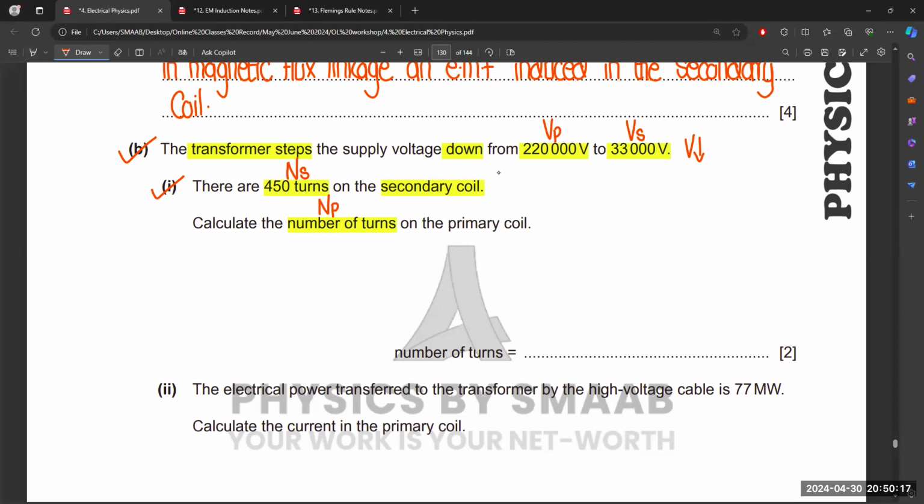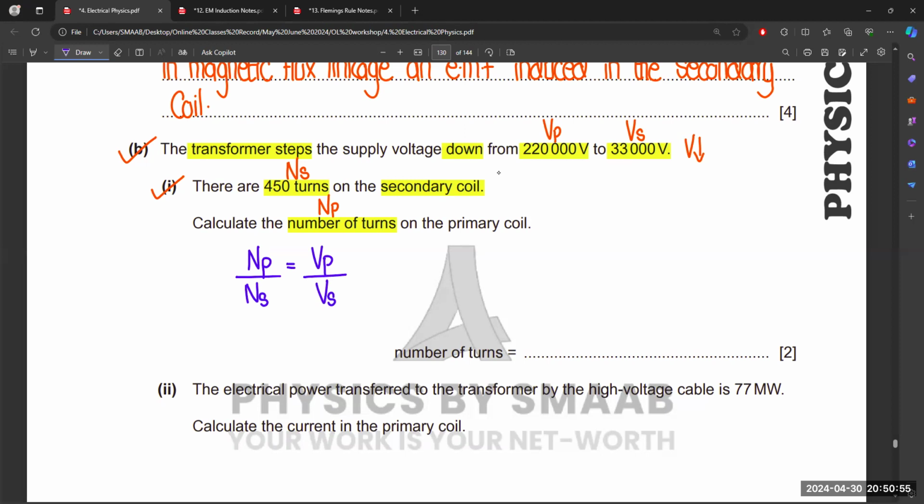So the number of turns in the primary coil is unknown. Voltage in the primary coil is given. So now we have to compare their quantities to find out the answer. This is very simple. We have to use this idea: the voltage in the primary coil divided by the number of turns in the primary coil is equal to the voltage provided by the secondary coil divided by the number of turns in the secondary coil.